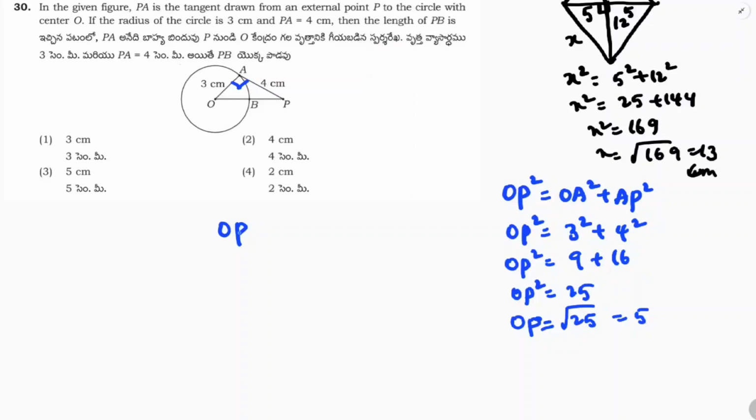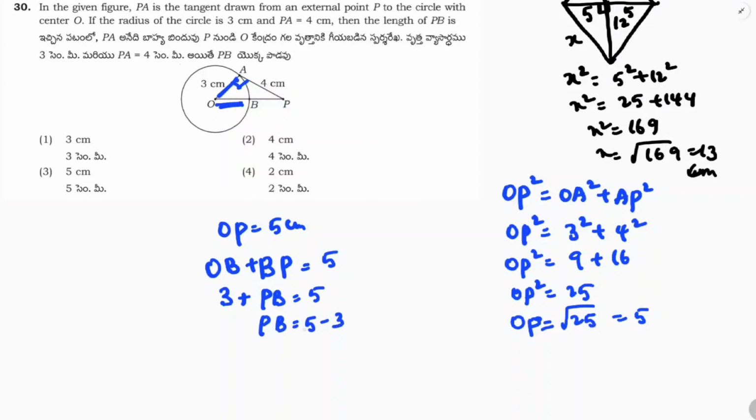Now OP is 5 centimeters, but OP is nothing but OB plus BP. OB plus BP is 5. See, OA is 3 centimeters, so OB is also 3 centimeters because it is a radius, plus PB is 5. So PB is 5 minus 3. PB is 2 centimeters. So the correct option is 4.